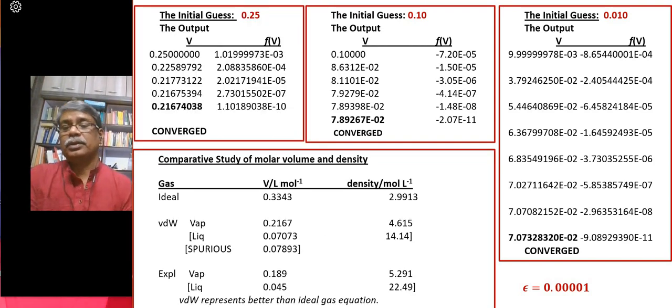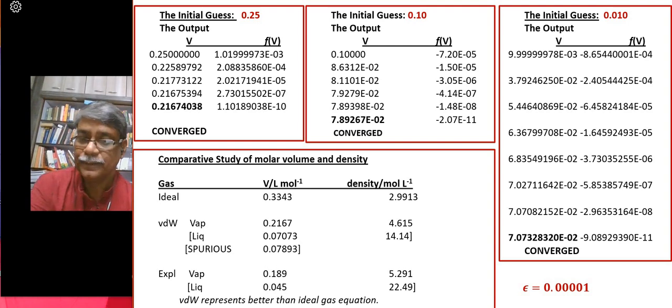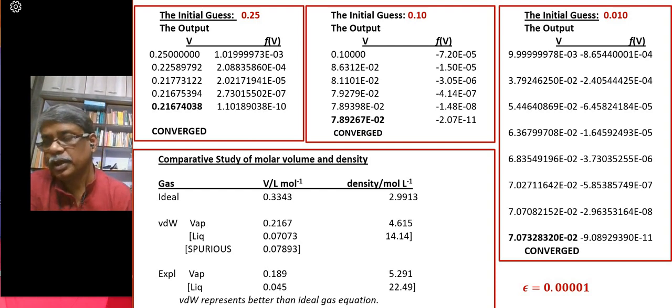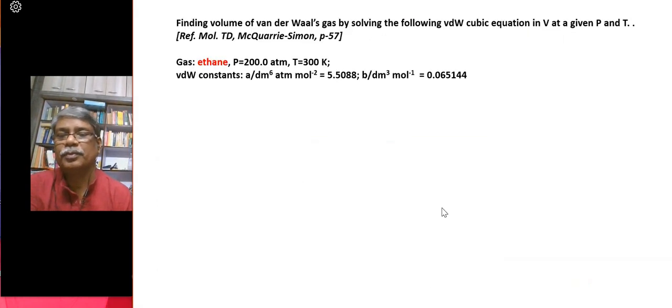Here is another comparison table, comparing the Van der Waals gas, the experimental value and the ideal gas. This is the volume comparison, and this is the density comparison. In both cases, volume and density, we can easily conclude that the Van der Waals values are closer to the experimental values than those of the ideal gas. So as a real gas equation of state, Van der Waals is much better than the ideal one and closer to the experimental, real one. That is one important chemical information.